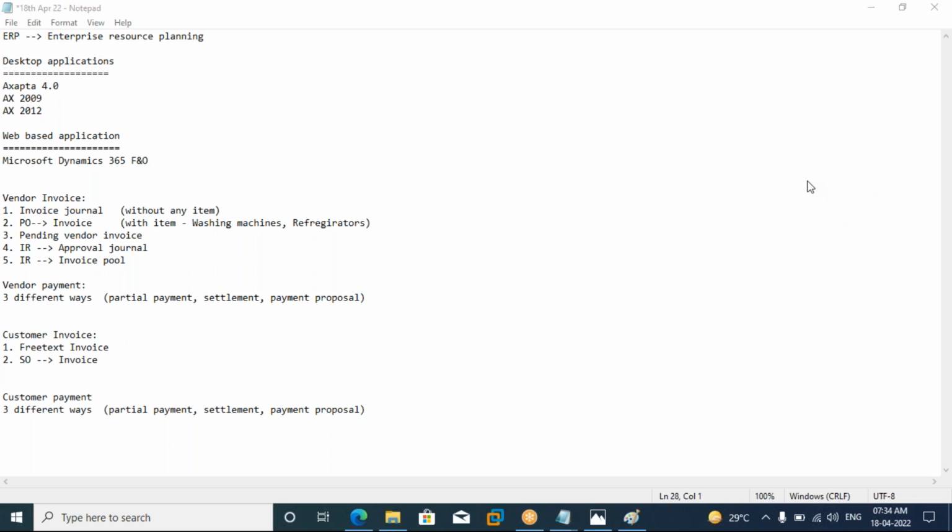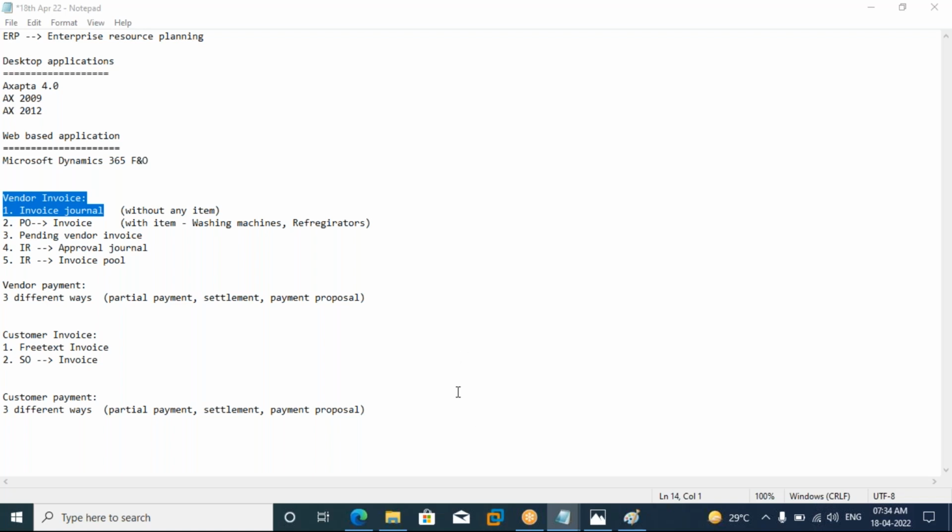Okay, fine. So first, you need to focus on these four: vendor invoice, vendor payment, customer invoice, customer payment. Let me show you the first one: vendor invoice, invoice journal. How to do it? Let me show you in the system so that you can understand. Let me open the application.